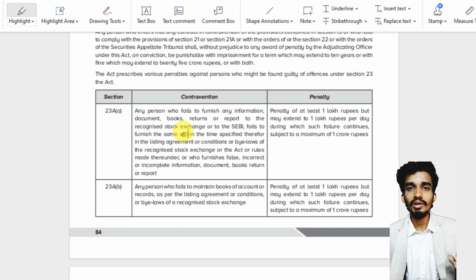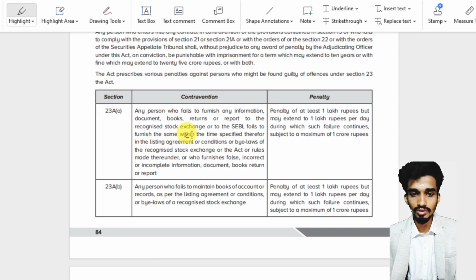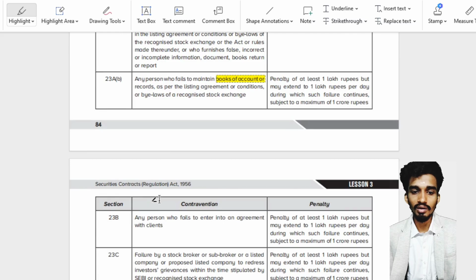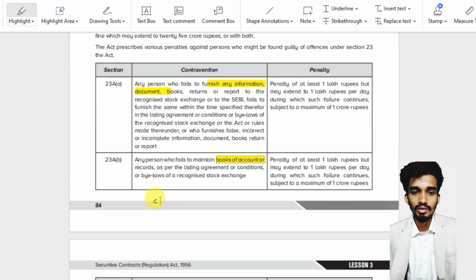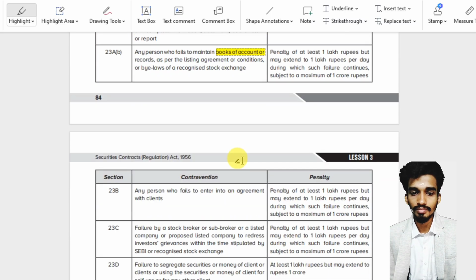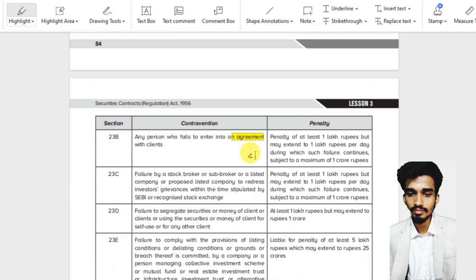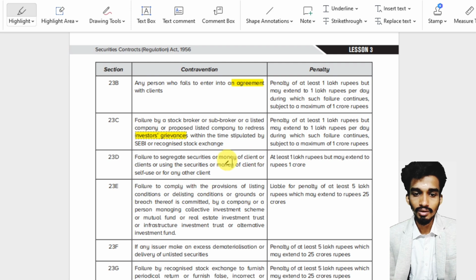Whenever it is concerned with your books of accounts, entering into an agreement, or books of accounts, it is your agreement as well as your client. Agreement as well as investor grievances. Your investor is your client, right? Investor grievances or any client.